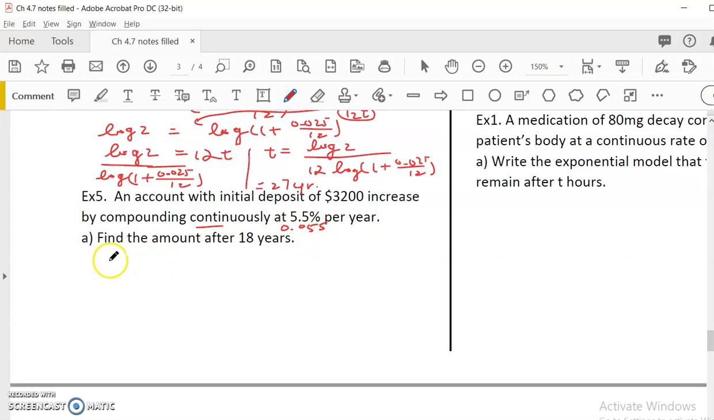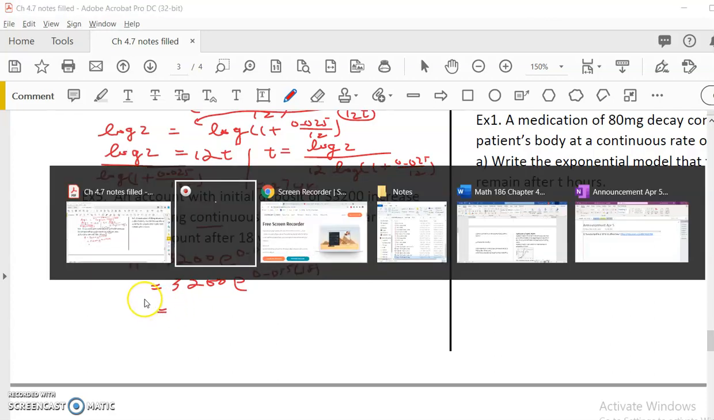So we just use the model, right? In 4.1, we talked about if it's compounding continuously, the model is A, the amount after t years, would be P, which is the 32,000 initial deposit, times e to the 0.055 t, where t is in years because the rate is per year. So then you just need to plug in. Replace this t by 18.